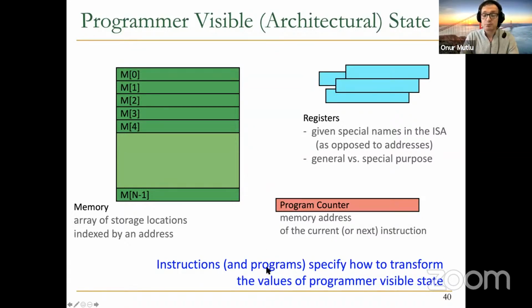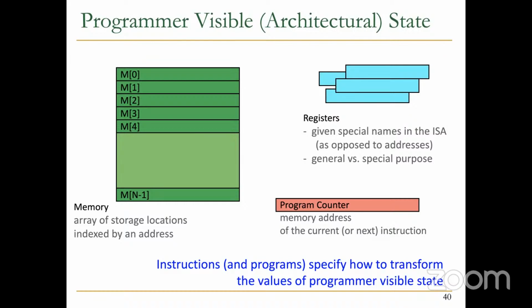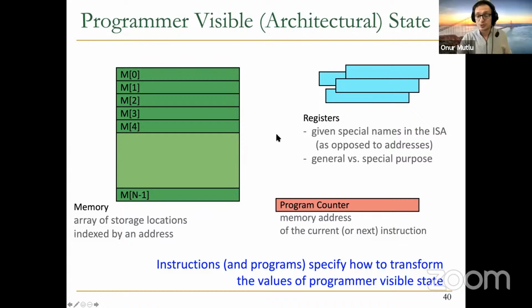So instructions and programs essentially specify how to transform the values of this programmer visible state. This is an extremely important concept. There are other registers in a machine. There are other memories in a machine, but they may not be programmer visible. What you care about as a programmer is what is visible to you. And when you write your program, it operates on the programmer visible state. This is also called architectural state, and it's extremely important. This is what the instructions operate on.